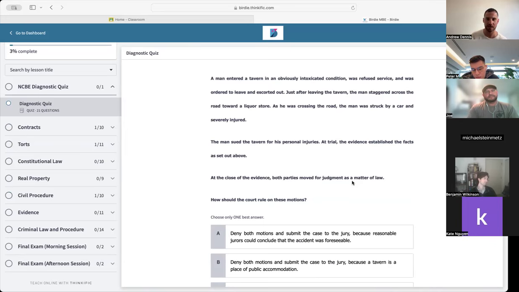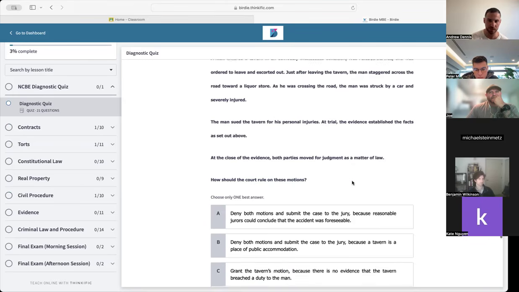A man entered a tavern in an obviously intoxicated condition, was refused service, and was ordered to leave and escorted out. Just after leaving the tavern, the man staggered across the road toward the liquor store. As he was crossing the road, the man was struck by a car and severely injured. The man sued the tavern for his personal injuries. At trial, the evidence established the facts as set out above. At the close of evidence, both parties moved for judgment as a matter of law. How should the court rule on these motions?